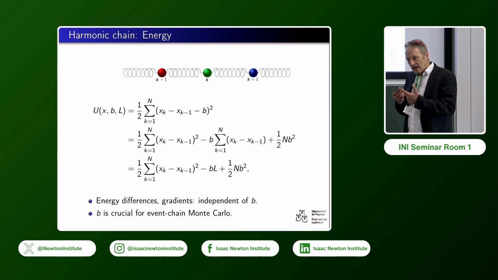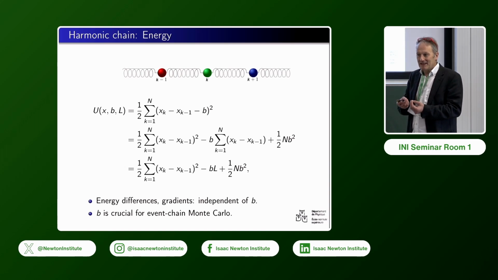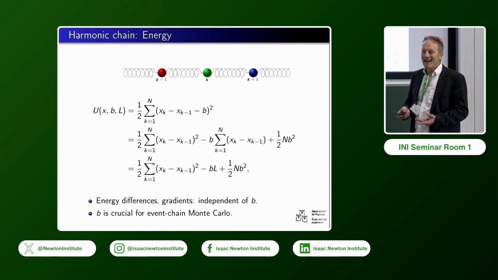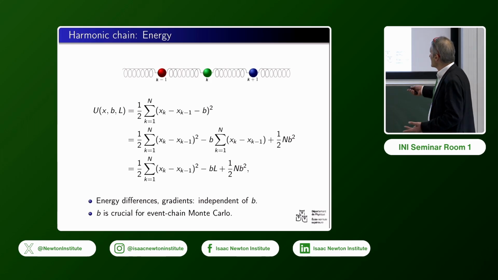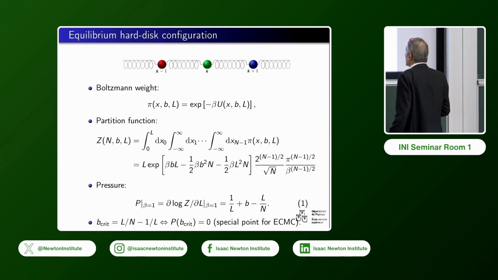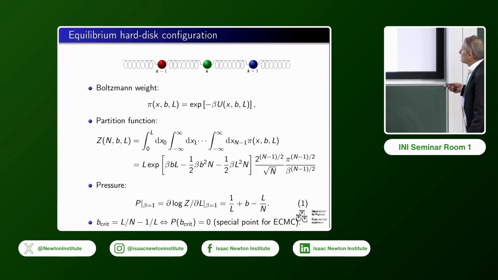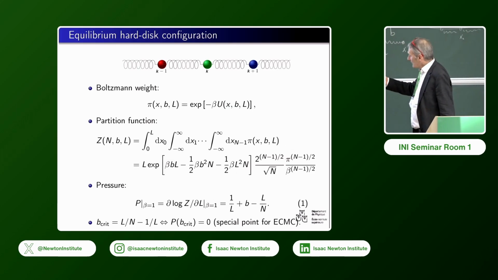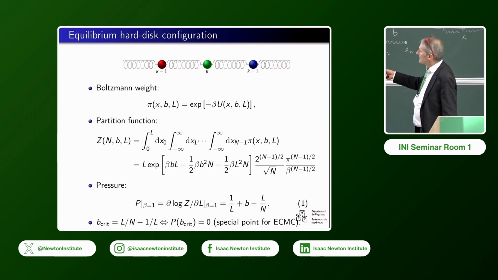And then, of course, what I will also discuss is that the B can be introduced in any interaction potential, so it's more general than just this model. So now we can compute the Boltzmann weight, or the stationary distribution, exponential minus beta U. I keep the beta, but later on I'll set it equal to 1.